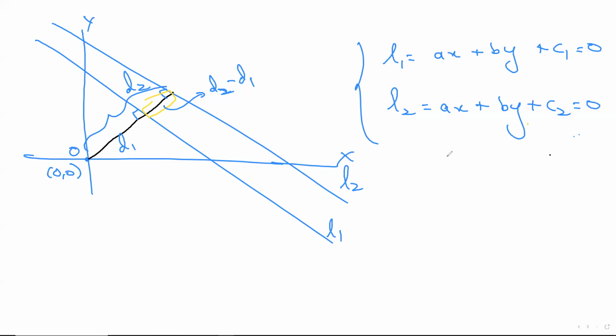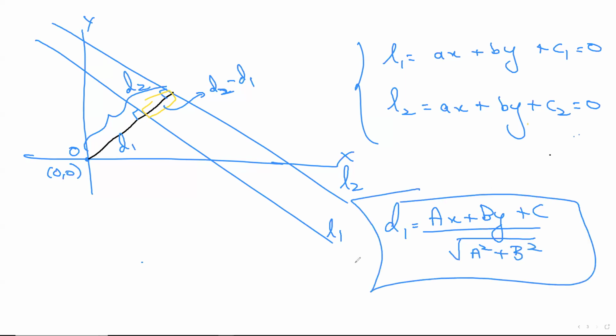Now, we obviously will be learning, there's a formula when it comes to finding the distance. The formula goes like this. D1, in this case, I'm talking about the distance between the origin and line 1. I'll write the formula here first and then we'll try to execute it. This is the general formula: the absolute value of ax plus by plus c divided by the root of a square plus b square. This is the formula to find the perpendicular distance.